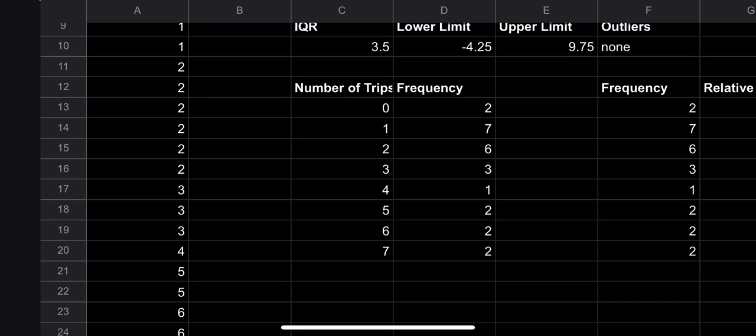2 people went on 0 trips, 7 people went on 1 trip, 6 people went on 2 trips, 3 people went on 3 trips, 1 person went on 4 trips, 2 people went on 5 trips, 2 people went on 6 trips, and 2 people went on 7 trips.